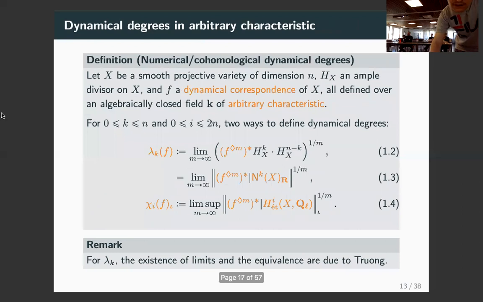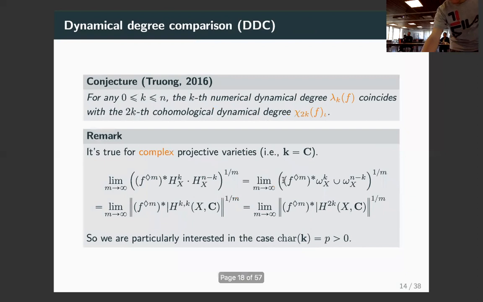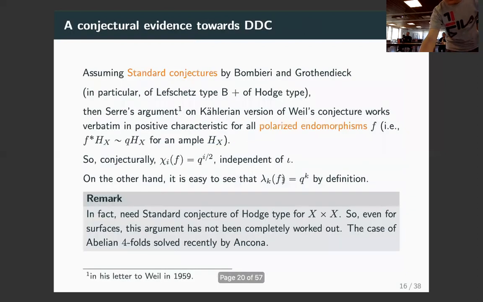So yeah, you see that by definition of lambda k, it's considered pullback action on ample divisors. If f is the Frobenius endomorphism or polarized endomorphism, you always get q^k here, q to the mk here.